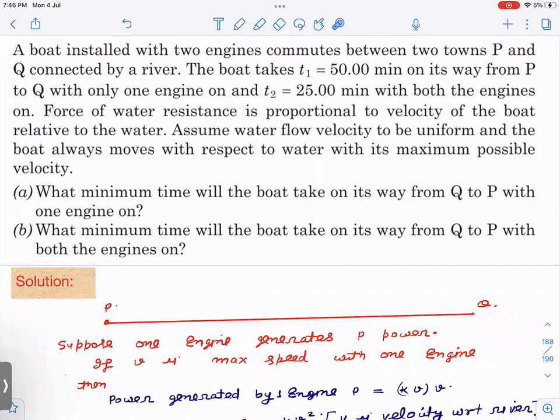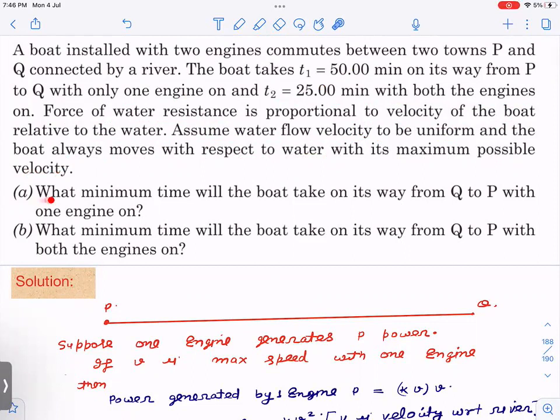And the boat takes T1 50 minutes on its way from P to Q. So boat is going in this direction. And when only one engine is on, then it takes 50 minutes. When both the engines are on, then it takes 25 minutes, half of the time. And it is also given the force of water resistance is proportional to the velocity of boat relative to water. Assume water flow velocity to be uniform and the boat always moves with respect to the water with maximum possible velocity, right? So this all information is given.